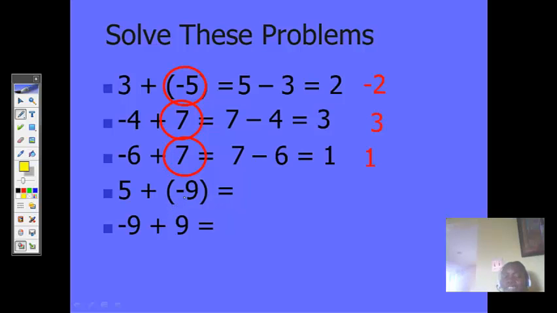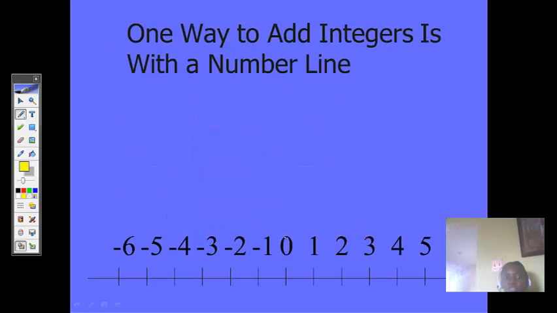Go ahead and try these last two by yourselves. Pause, because remember you do have a quiz at the end. Alright, welcome back. So here are the answers. So our answer will be negative 4. And our answer here, those two are opposites. We know opposites cancel each other to turn into 0.